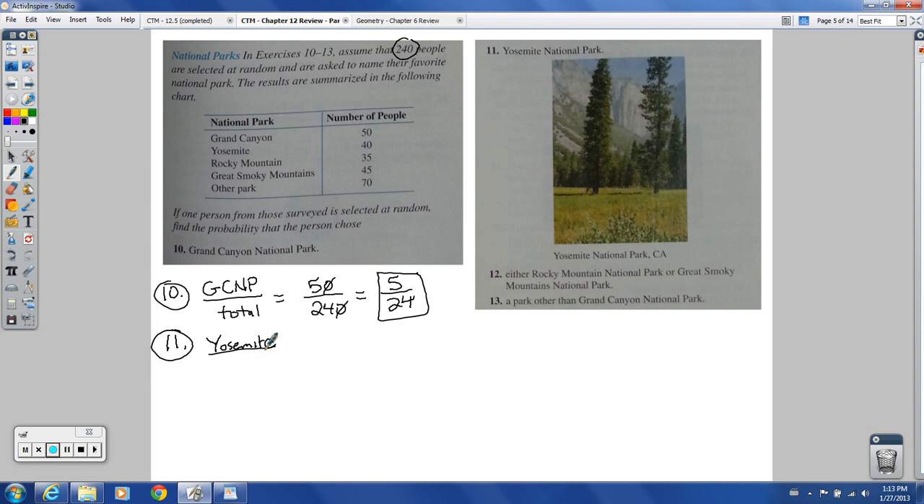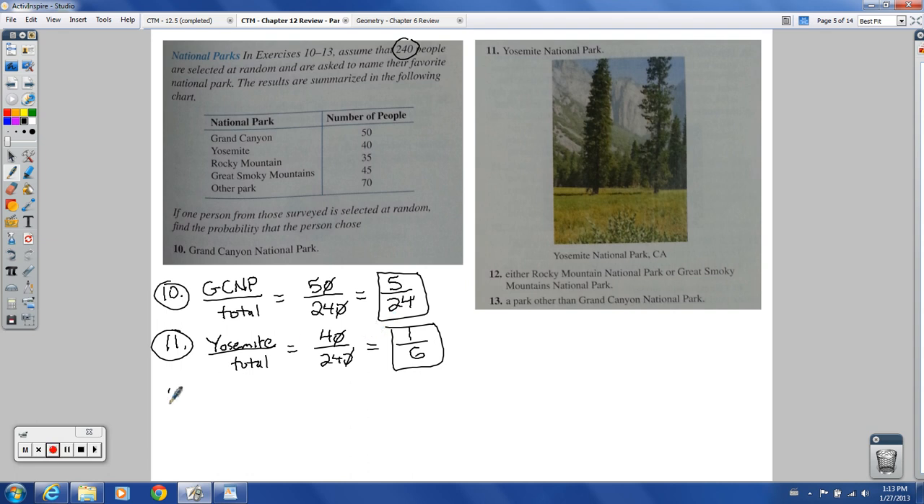Yosemite National Park. So Yosemite out of the total is going to be 40. So you have 40 out of the 240. Get rid of the zeros. 4 divided by 24 can be reduced to 1 out of 6. You can divide each part by 4, and so you should get 1 out of 6.